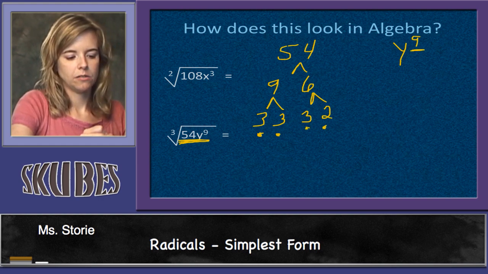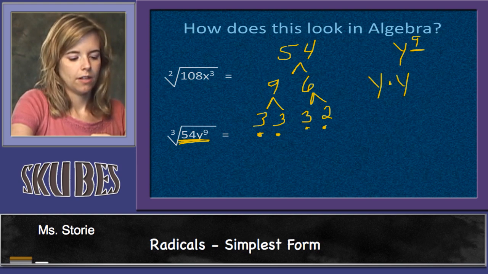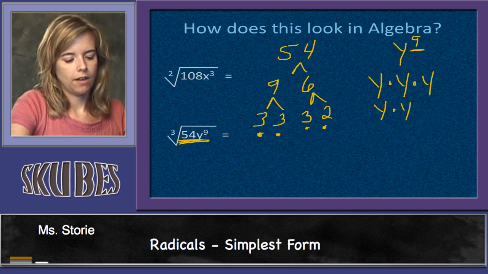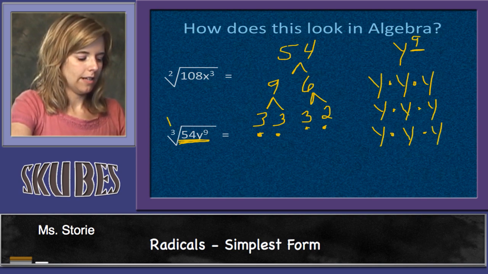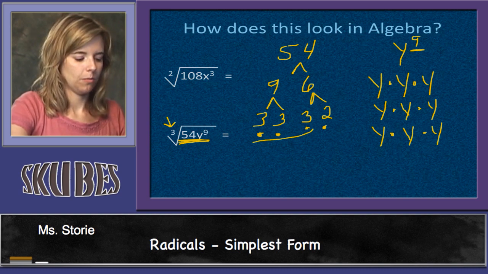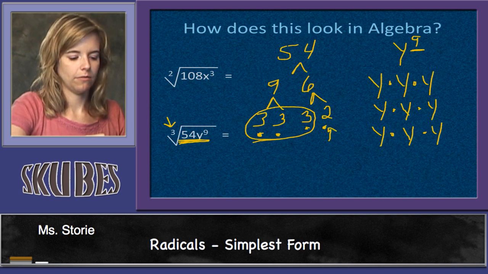Now this guy right here tells me how many y's I need. I need 9 of them. So I can have, let's do rows of 3. So I have 3, 4, 5, 6, 7, 8, 9 y's. All right. Our index now is telling us we need to circle groups of 3. I have a group of 3 3's and a lonely little 2 left over. He's right there by himself.